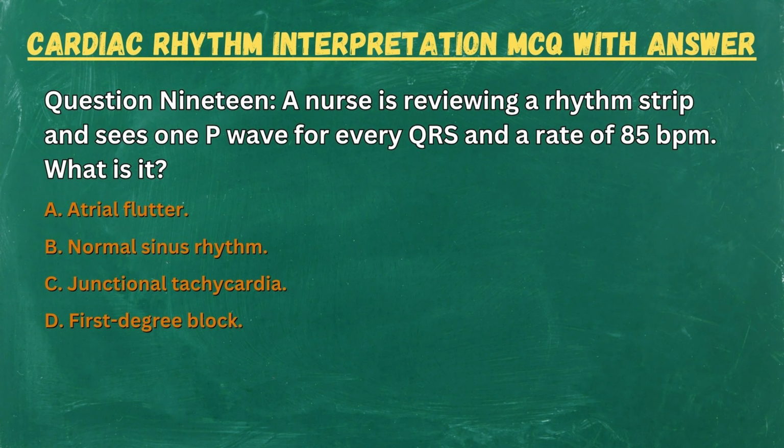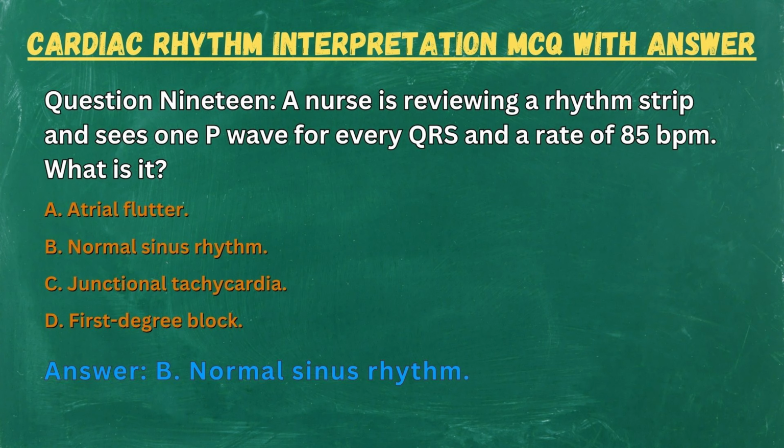Question 19. A nurse is reviewing a rhythm strip and sees one P wave for every QRS and a rate of 85 BPM. What is it? A. Atrial flutter. B. Normal sinus rhythm. C. Junctional tachycardia. D. First-degree block. Answer: B. Normal sinus rhythm.